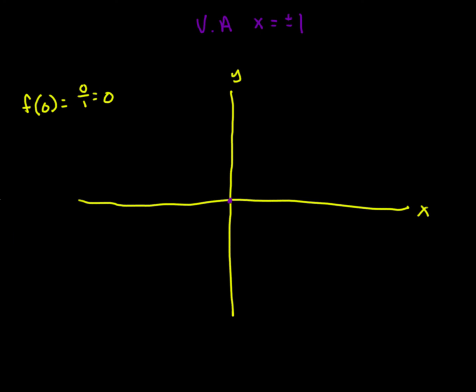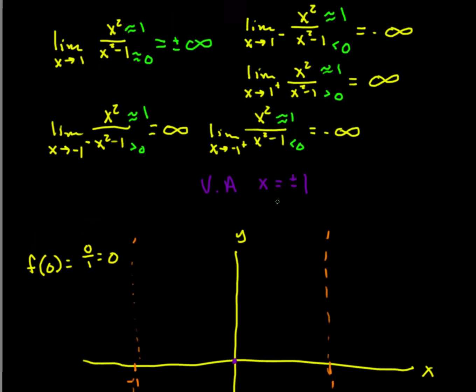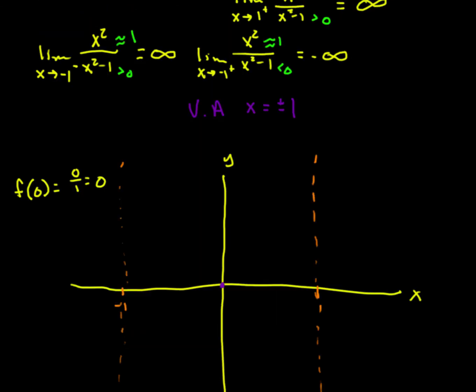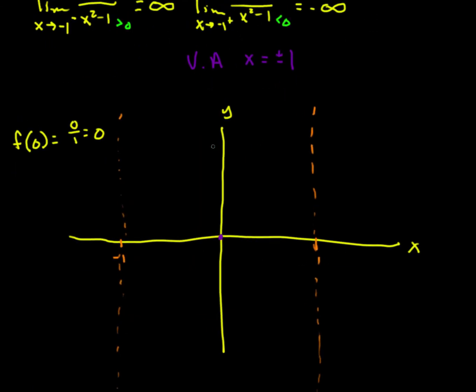I've got asymptotes at plus or minus 1. So at minus 1, I'm going to have a vertical asymptote. At positive 1, I have a vertical asymptote. And I have a horizontal asymptote at y equals positive 1. So that's here. This is y equals 1, say. What else do I know?